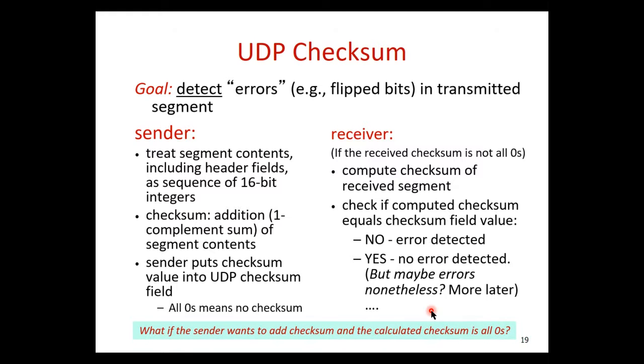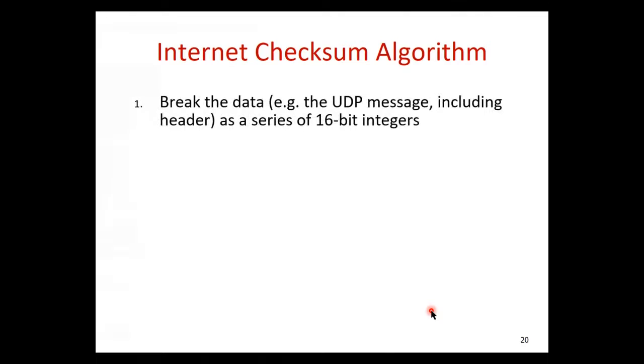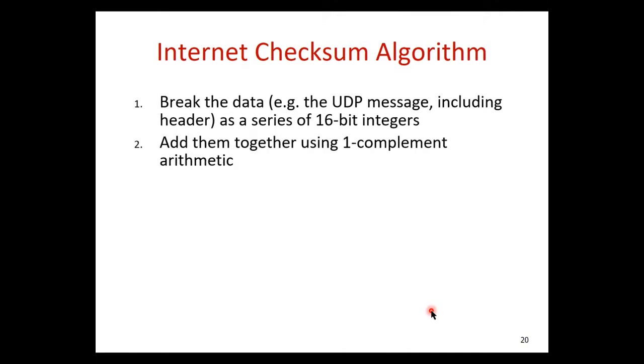Okay, so now we have an interesting question, because what happens if the sender decides to calculate the checksum, but the result of the calculation happens to be all zeros? The sender cannot send all zeros, because all zeros means no checksum. So we need a way to differentiate the case of no checksum from the case where the checksum is all zeros. So we get back to that shortly.